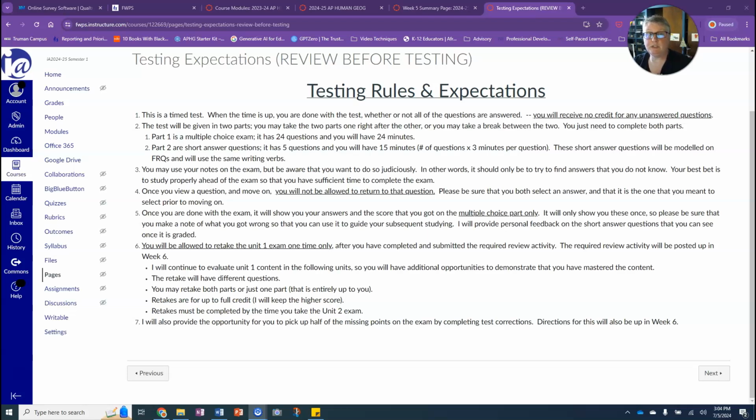Retakes do need to be completed, though, by the time of the Unit 2 exam. So that week of the Unit 2 exam is the last time you will have to retake the Unit 1 exam. Additionally, I will provide the opportunity for you to pick up half of the missing points on the exam by completing test corrections. So you can pick up some of your missing points without having to retest if you don't want to. Directions for that will also be up in week 6.